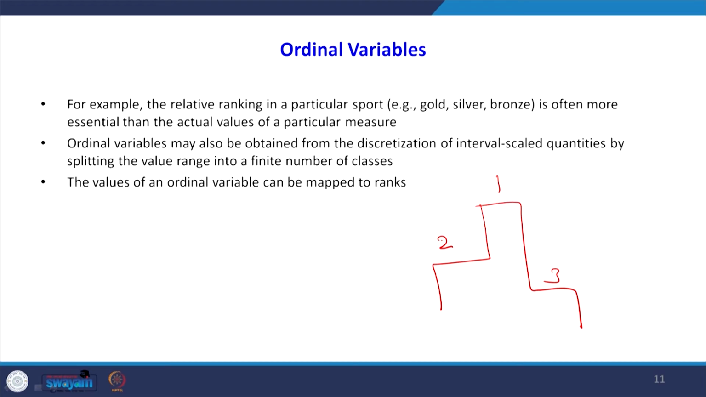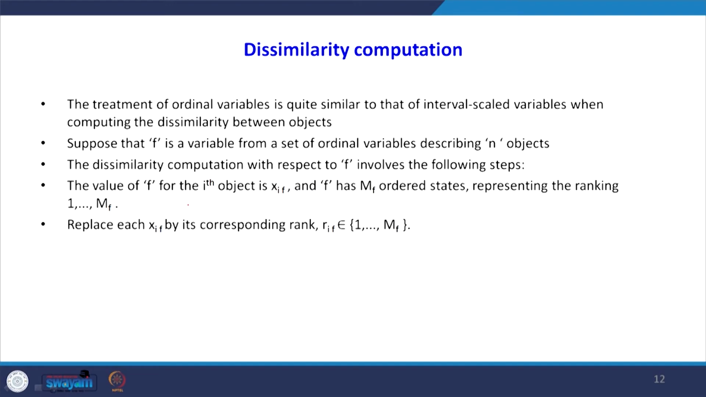An ordinal variable may also be obtained from discretization of interval-scaled quantities by splitting the value range into a finite number of classes. Sometimes what will happen, if there is an interval-scaled data set, that can be converted into ordinal variables. The values of ordinal variables can be mapped into ranks. So after converting to ordinal, then we can bring different ranks. Let us see how to find out the dissimilarity matrix for our ordinal data set.